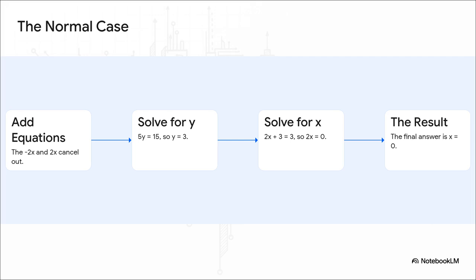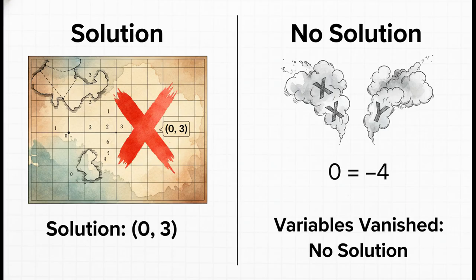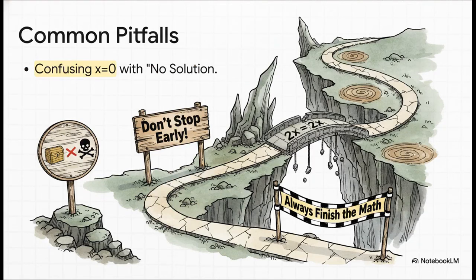When we add the two equations, yeah, the x terms cancel out for sure. But wait, the y terms don't. We're left with 5y equals 15. Well, that's easy enough to solve. y equals 3. And we can just plug that back in to find out that x equals 0. So this is the key takeaway, folks. Our solution is the coordinate point (0, 3). A variable equaling 0 is a perfectly normal, totally valid answer. It's just a location on the graph. This is completely different from the variable itself vanishing from the equation and leaving behind something impossible like 0 equals negative 4.